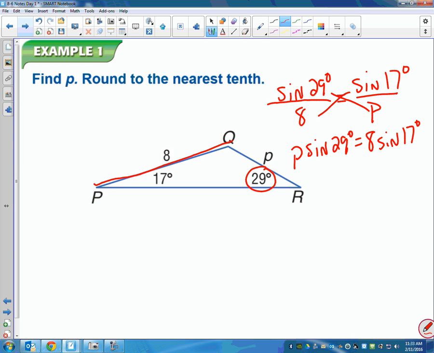My advice is don't type it in your calculator till the very end, because otherwise you're going to have a lot of decimals, and you don't want to round off too early. Which means for me, I'm going to type it in all at once on my calculator. I'm going to type in 8 times the sine of 17 degrees.